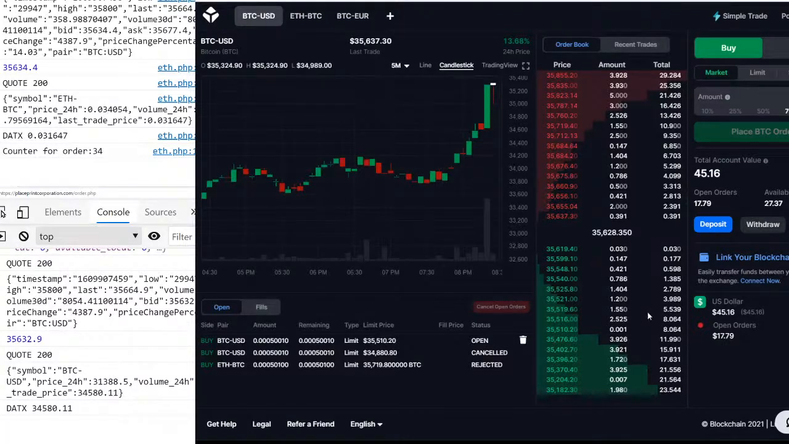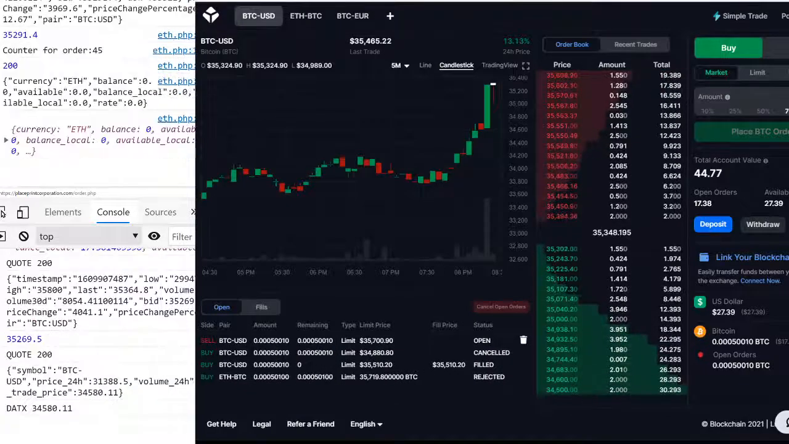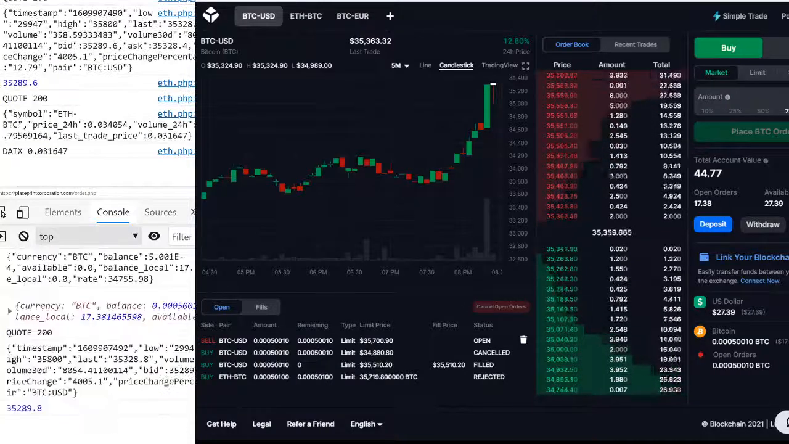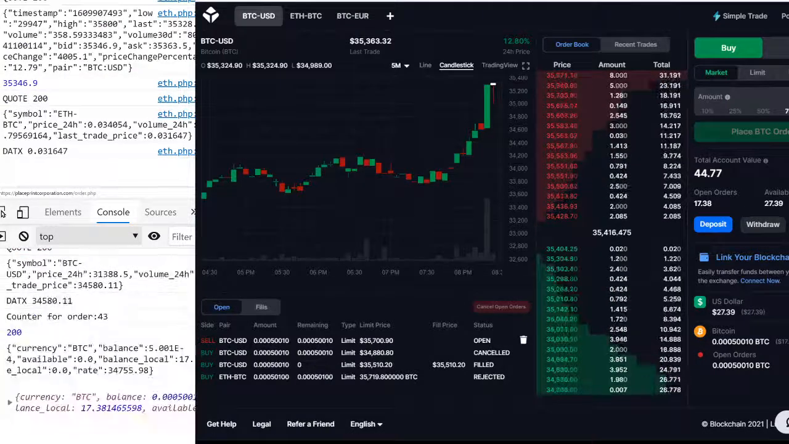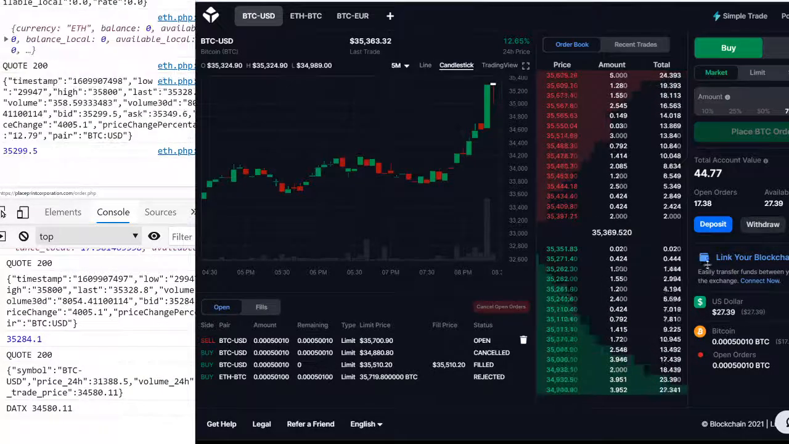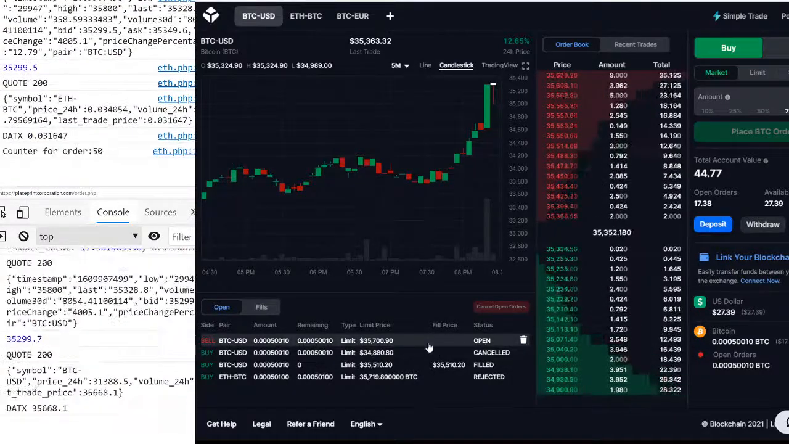Look at our algo. So we've got open orders. This is all 100% automated, and we just got a fill. You can tell we just got a fill because you can hear it. And let's look. You've got the order that came through. It did a buy order at 35,510. Okay, great.